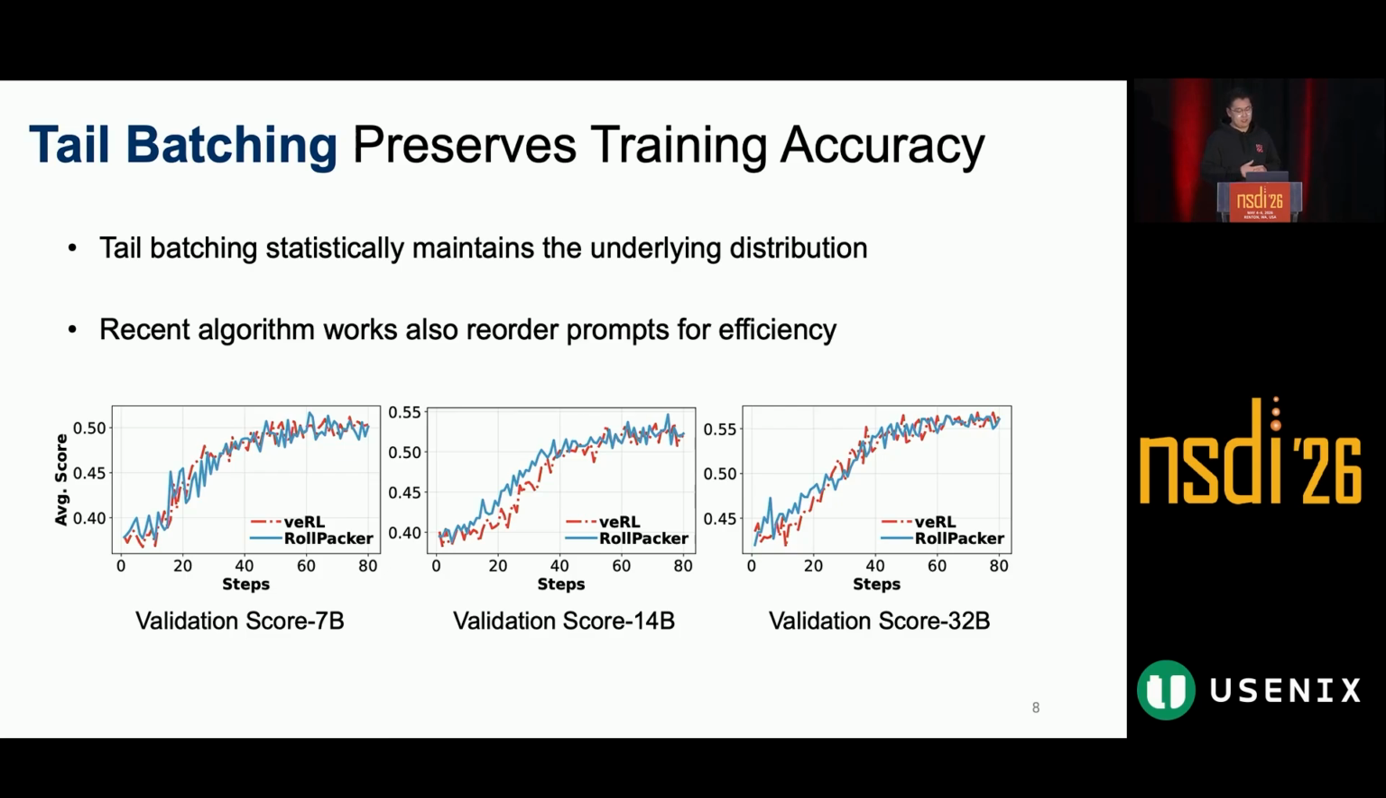We also validate this across 7 billion, 14 billion, and 32 billion models against the veRL baseline. The blue line shows the validation score of each step of RollPacker using tail batching. The score proves that tail batching preserves training quality.